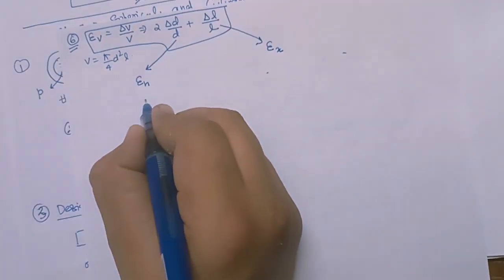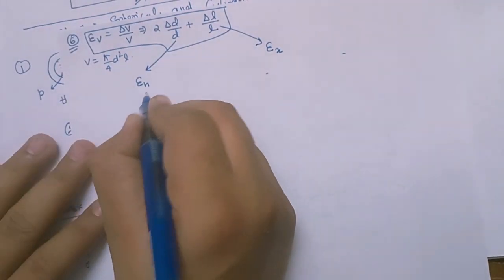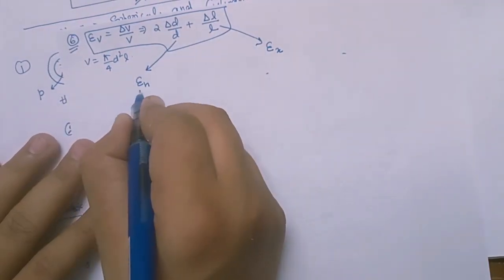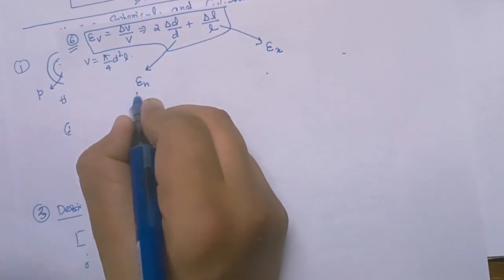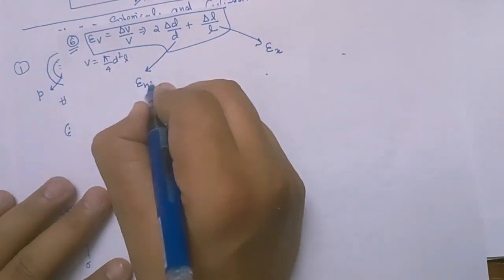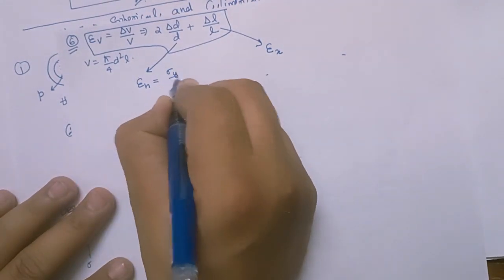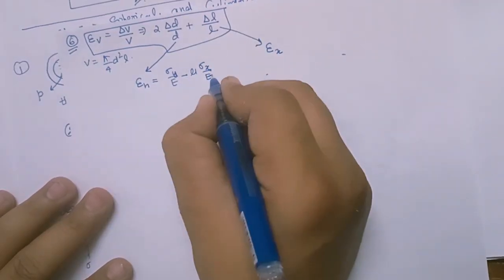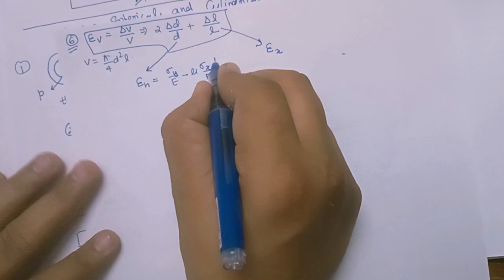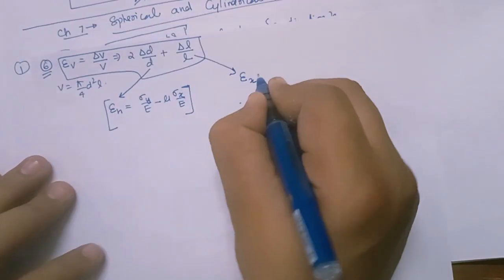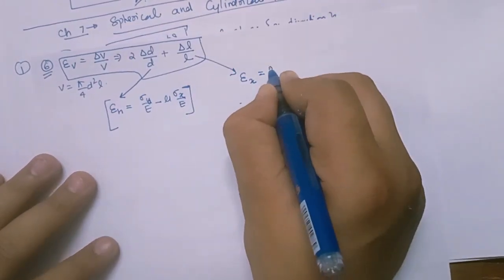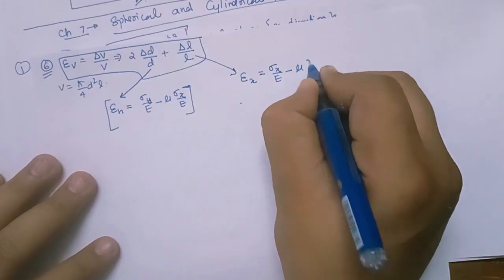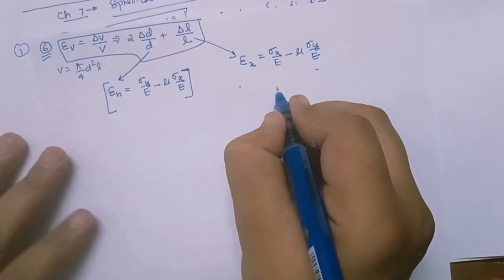Now how will we calculate hoop? Now see very carefully, hoop, how can I write hoop? It is in the y direction, so sigma y by E minus mu sigma x by E, right? And sigma z I am taking as 0 because I am studying outside the sphere. Similarly, how will I write this? This I will write as sigma x by E minus mu times sigma y by E, right?